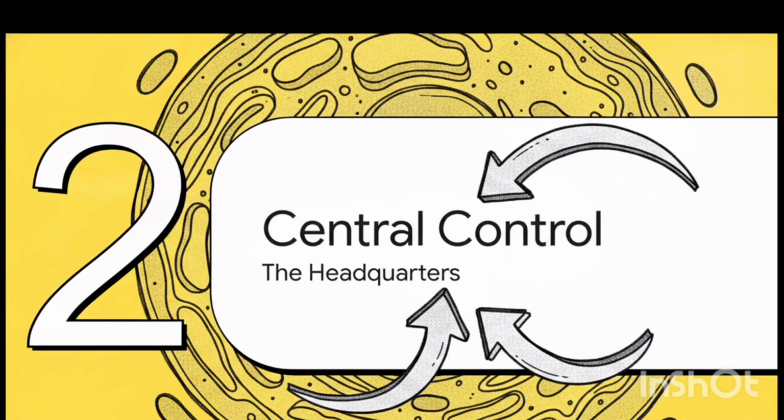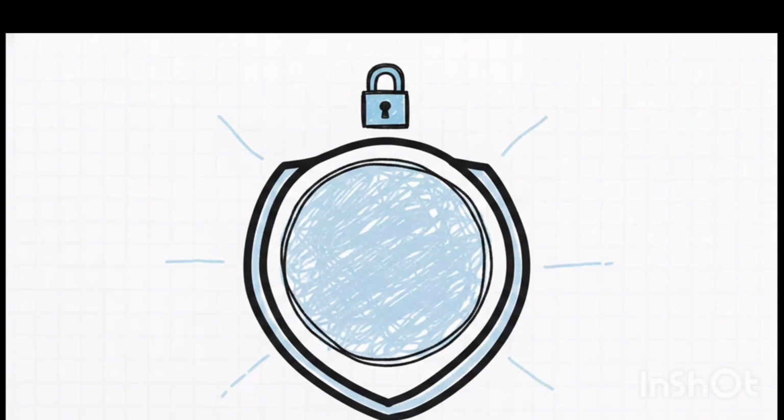Section 2, the central control, nucleus, the headquarters. So moving inward from those outer walls, right into the dead center of the cell, you'll find a very distinct, rounded body. This is the nucleus, the absolute command center of the animal cell. But an important headquarters needs top-tier security, right? That's why the nucleus doesn't just float there exposed to everything else. It's covered and deeply protected by its very own specialized outer layer, appropriately called the nuclear membrane.